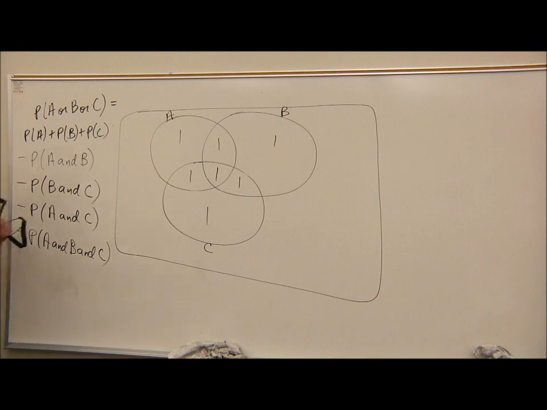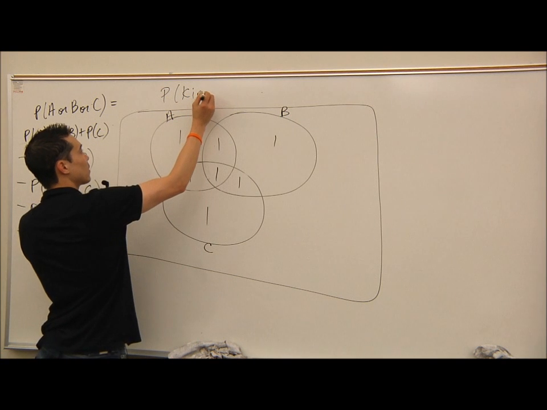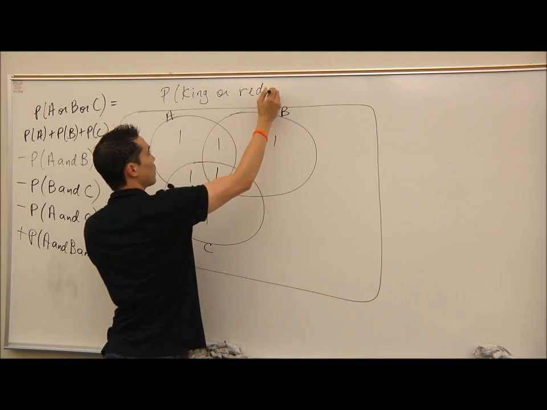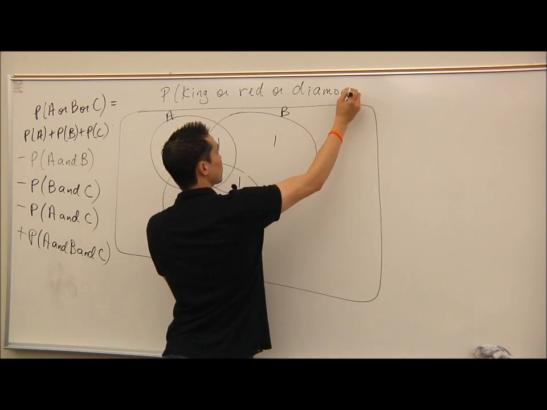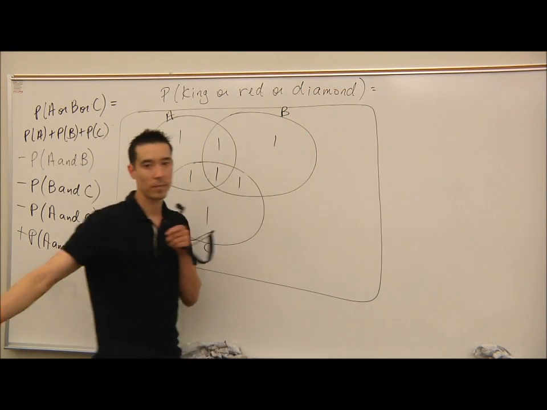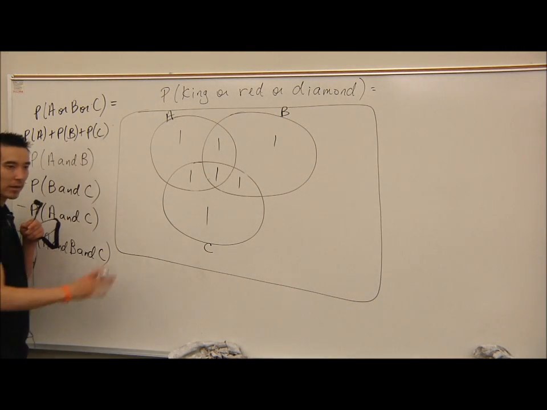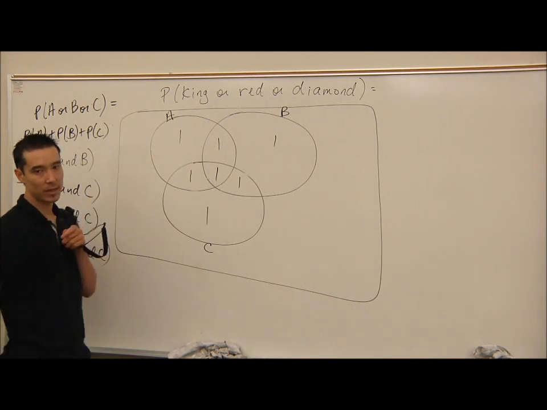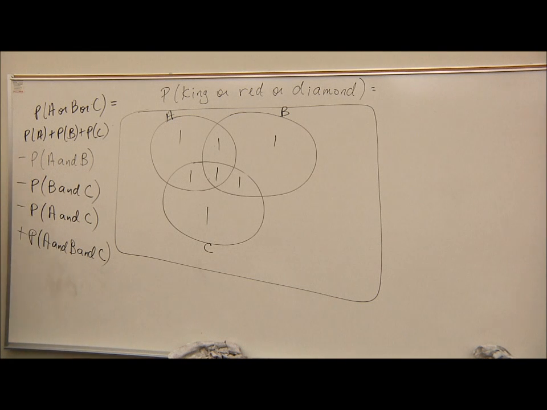All right, so do that question I just asked you. What's the probability of getting a king, or red, or a diamond? There's 2 ways to do it. One way, use this formula. The other way, look at your sample space. There's 52 things. Count how many kings, reds, and diamonds without counting them twice. Okay. Go ahead, try that out and see what you get.